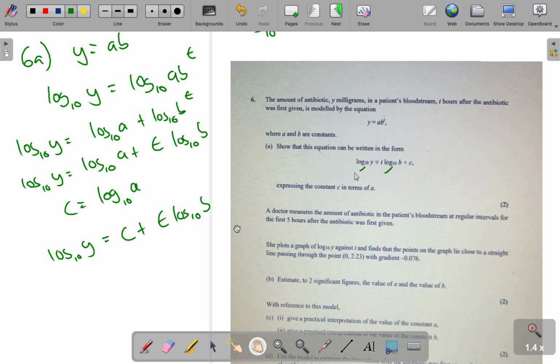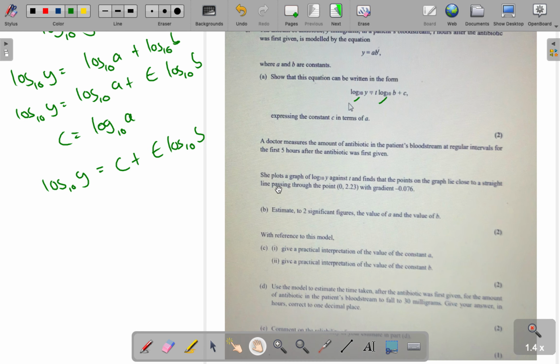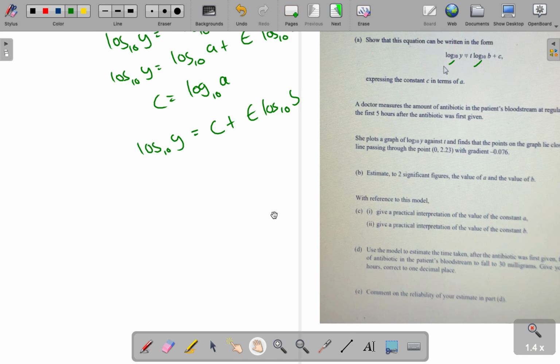Then the next step we've got is a doctor measures the amount of antibiotic in the patient's bloodstream at regular intervals for the first 5 hours after the antibiotic was first given. She plots a graph of log base 10 y against t and finds the points on the graph lie close to a straight line, passing through the point (0, 2.23) and with a gradient of minus 0.076. Estimate the value of a and b.